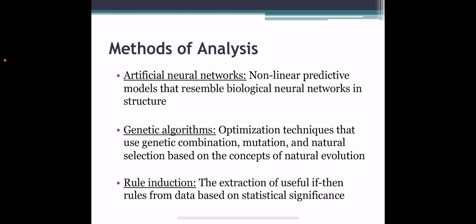Methods of analysis. Artificial neural network, a nonlinear predictive model that resembles biological neural network in structure. And we have genetic algorithms, optimization techniques that use genetic combination, mutation, and natural selection based on the concepts of natural evolution. And we have rule induction, the extraction of useful if-then rules from data based on statistical significance.